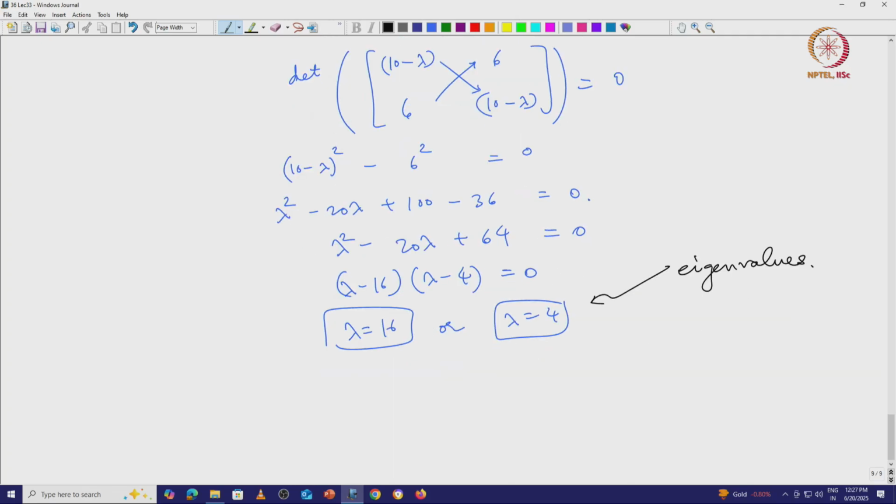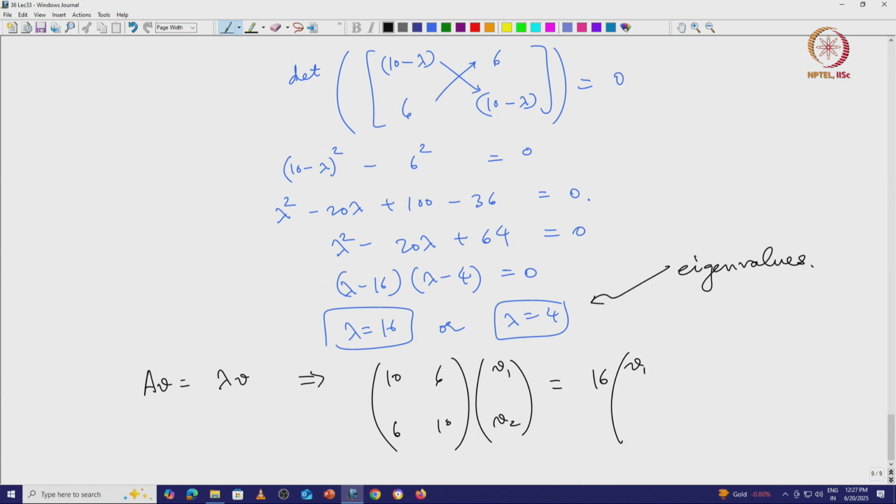Okay. So if you go back to the original equation AV equals lambda V, let us do that. So A is in this case X transpose X, so that is 10 6 6 10, and then let us assume V as V1 V2, and then this should be equal to 16 times V1 V2.